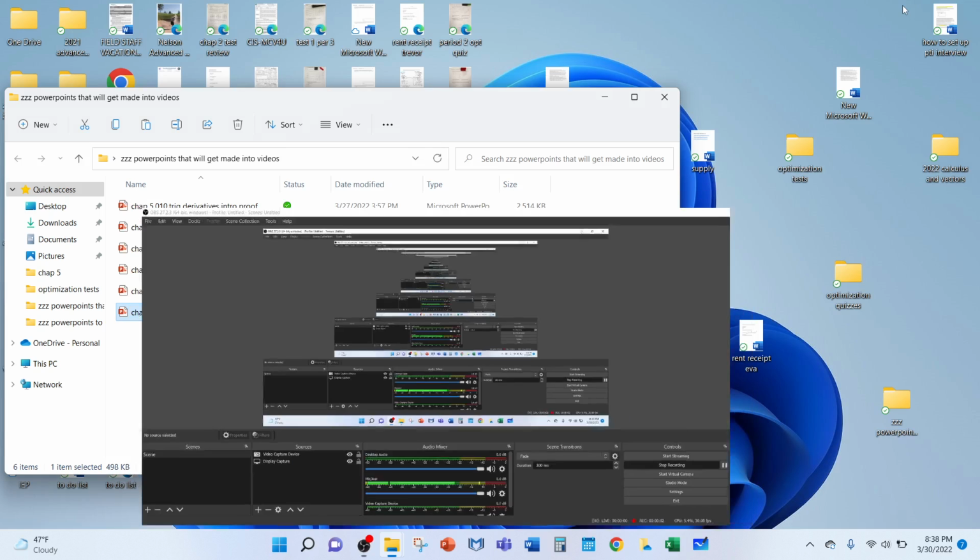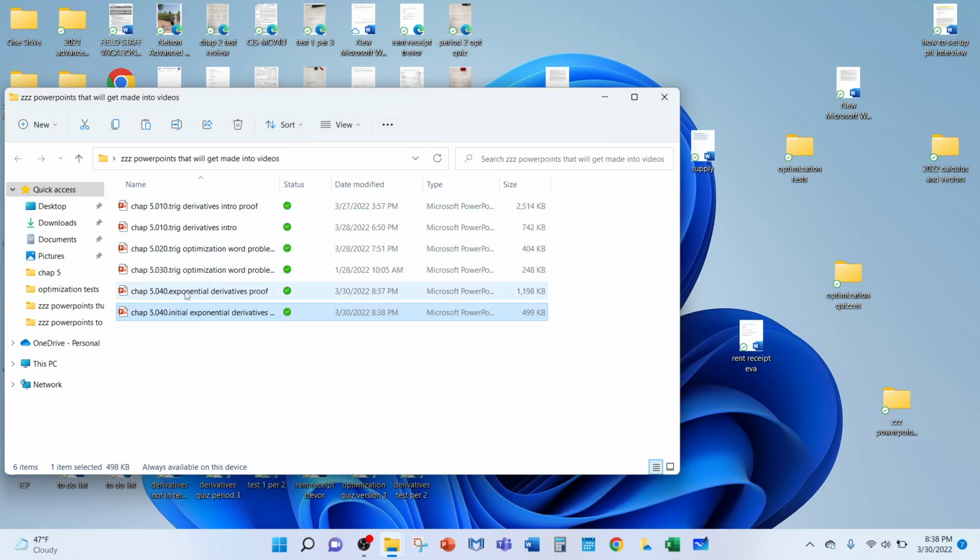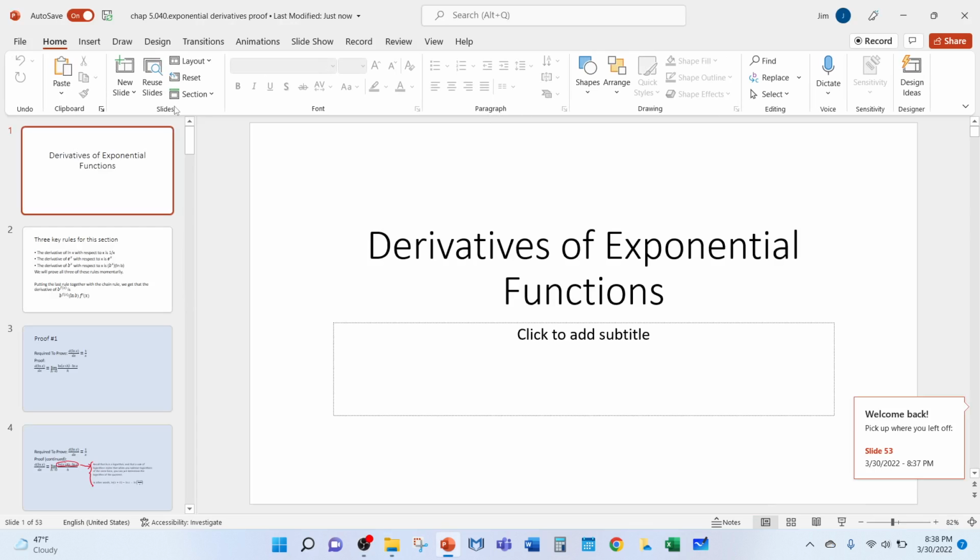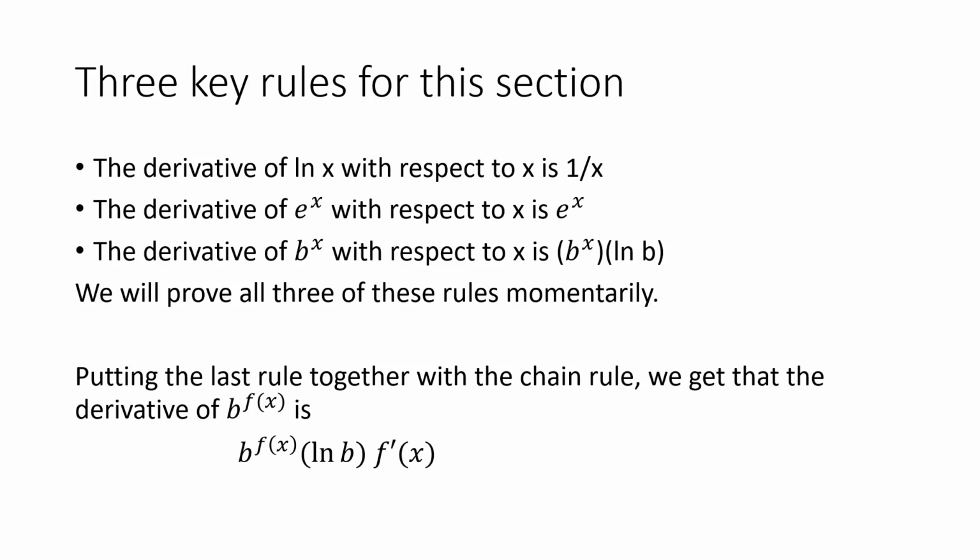In this video, we're going to prove some laws that make it possible for us to differentiate exponential functions. So first, it's important to know that the derivative of ln x with respect to x is 1 over x. Also, the derivative of e to the x with respect to x is e to the x. And the derivative of b to the x with respect to x is b to the x ln b. And we'll prove all of these rules.